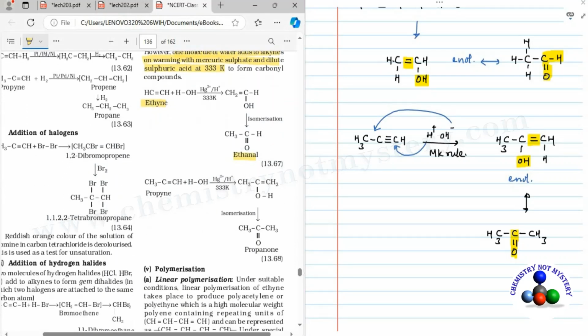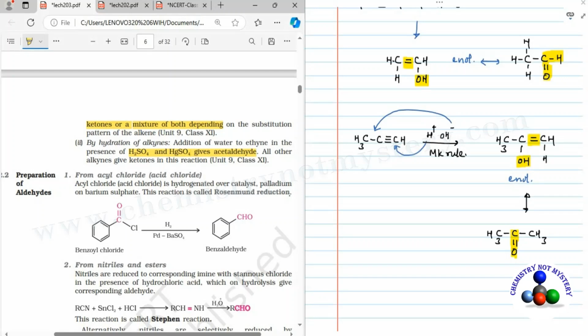The same thing is given here also. When propyne reacts with water molecule, after isomerization you will get propanone. Now get back to the aldehyde chapter. Now come to the preparations of aldehyde. Till now we have discussed the common methods for the preparation of aldehydes and ketones. Now we are going to focus on the preparation methods of aldehyde alone.